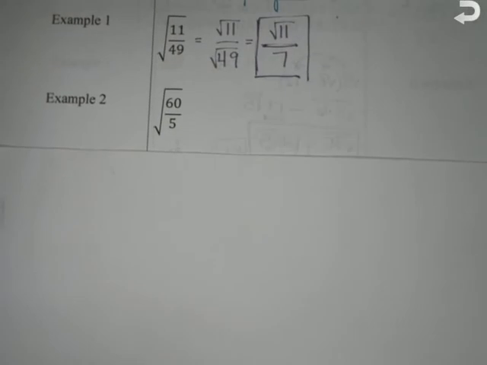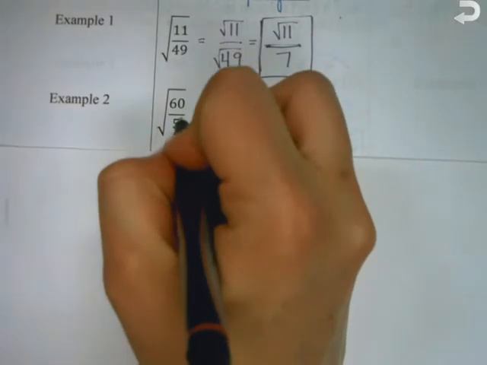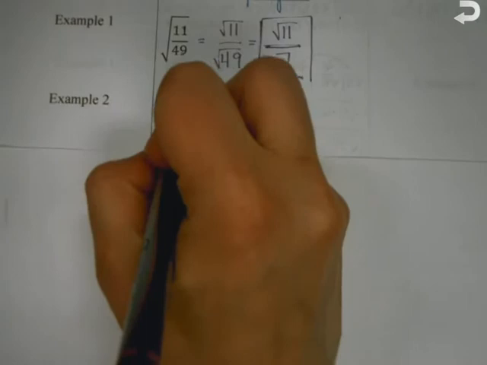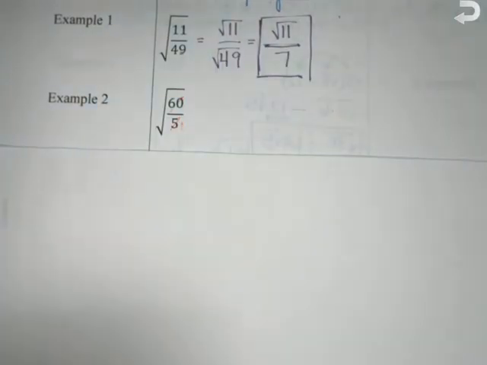Okay, example 2. Square root of 60 over 5. Can I reduce that? I can. 5 goes into 5 how many times? Once, and 5 goes into 60 12 times. So this is the same as the square root of 12.